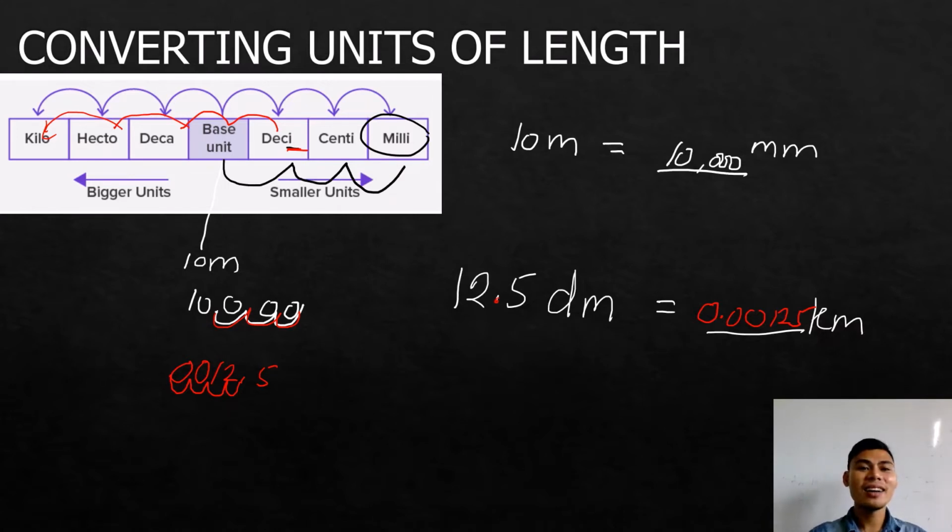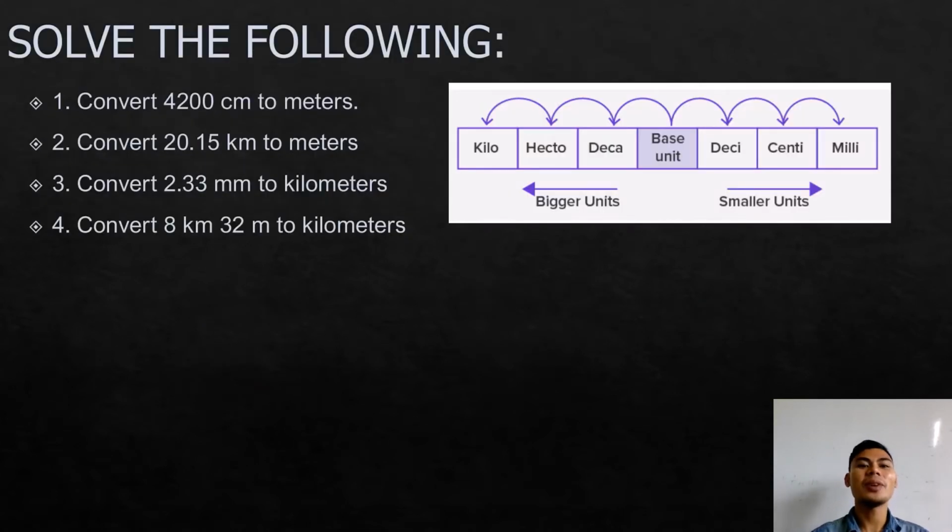Easy, right? So what you need to do is memorize this illustration, this figure, I mean. Milli, centi, deci, base unit, deca, hecto, kilo. There are just six, so they should not be lost from your mind. Okay. So example, basic na. Number 1. Okay, let's solve.